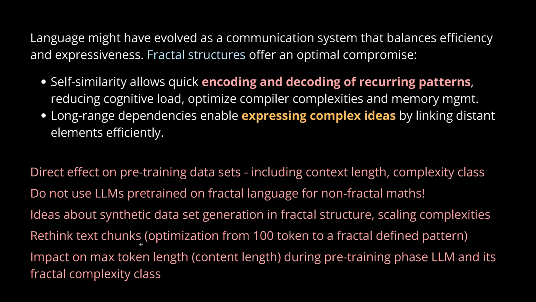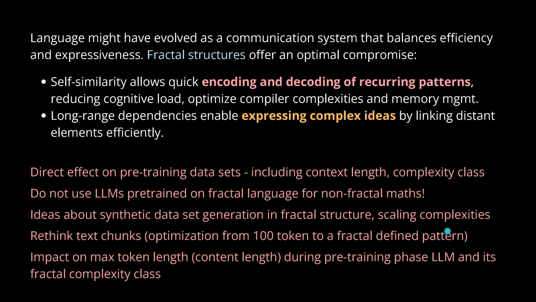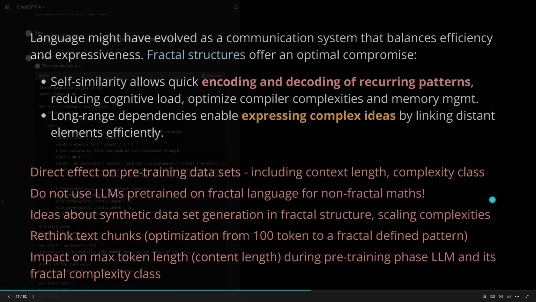Remember, a RAG system normally chunks up the text at about 100 tokens. I've seen some at about 200 tokens. This might be completely the wrong way to chunk our text, because maybe we should follow the fractal-defined pattern that we find in human language, or in the specific use case that I will code. And yes, there is an impact on the max token length, on the context length during the pre-training phase. There are some indications, yes, that's a little bit too complicated, but there's a connectivity to the fractal complexity class.